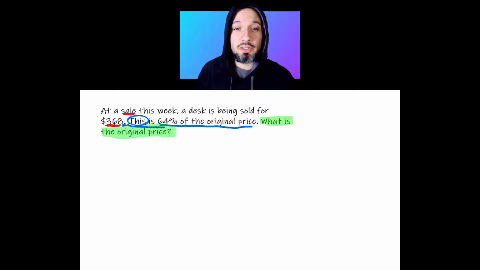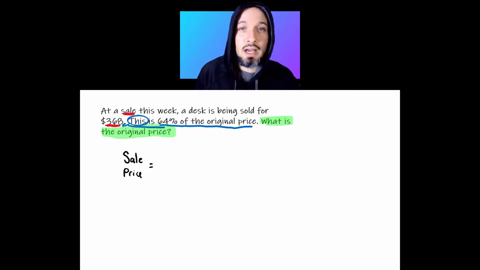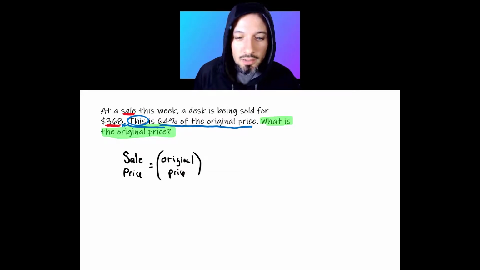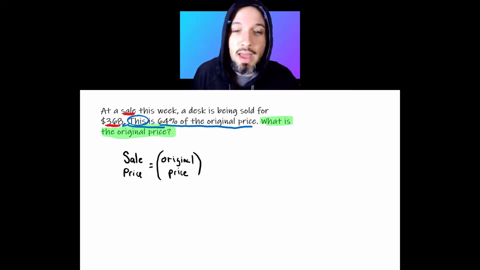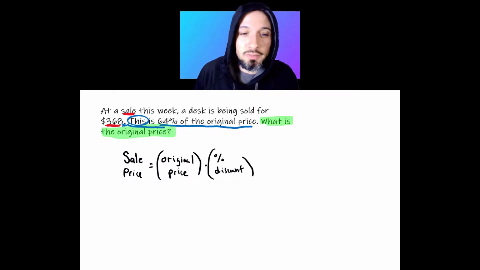There's a formula we can use to answer this question. Anytime you're talking about a sale price, the sale price is always based on your original amount. So I'll put the original price, and I'm going to multiply that with my percent discount. In this case, they're saying it's 64% of the original, so you take that percentage and multiply it with the original price, and that tells you what you're paying for the sale price.